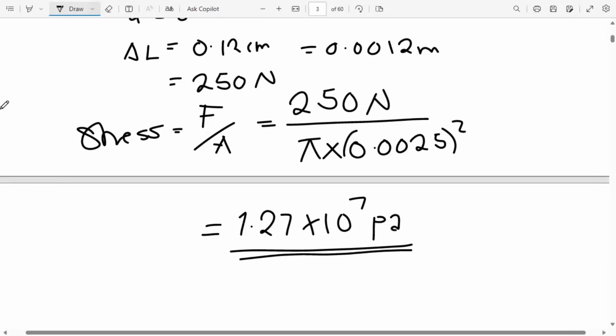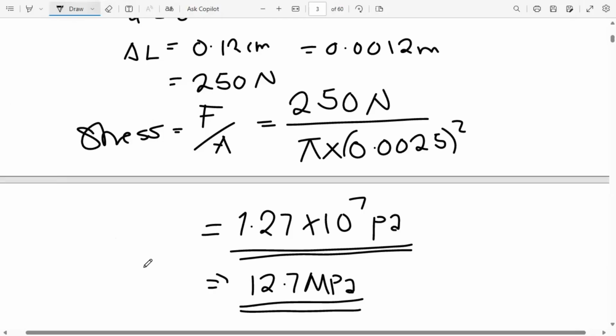Okay, so our stress is 1.27 times 10 to the power 7 pascals, of which if I want, I can also write this as 12.7. Let's convert it into megapascals. This will be the same as 12.7 megapascals. Remember, a pascal is the SI unit for stress. So that is question 1, or part A, which is asking us to find the stress in that particular substance. Let's go to part B.